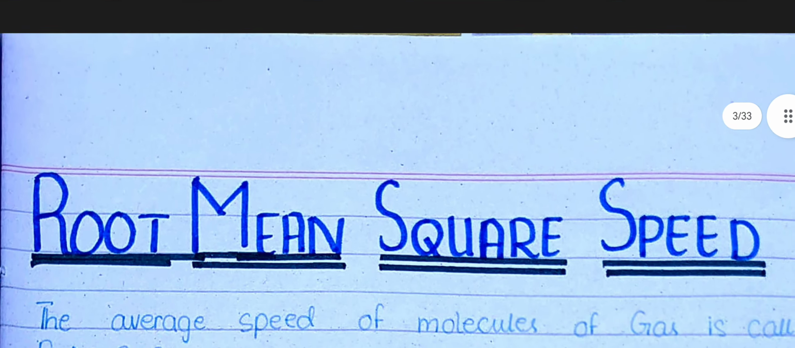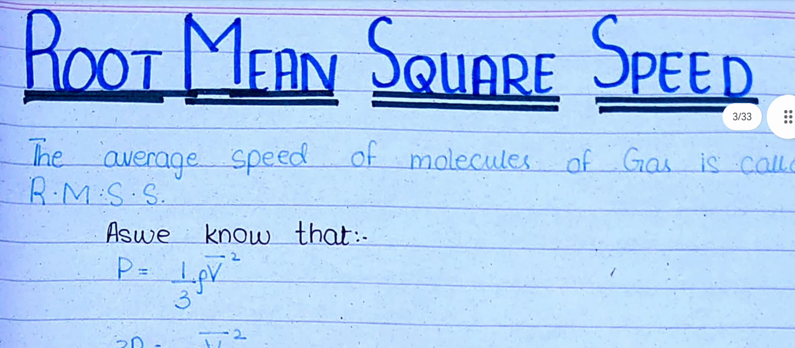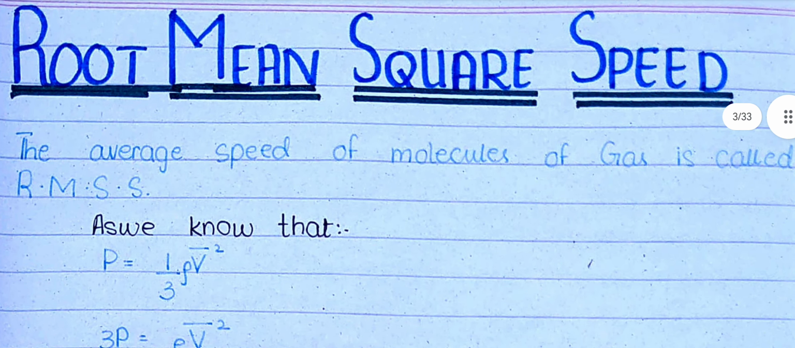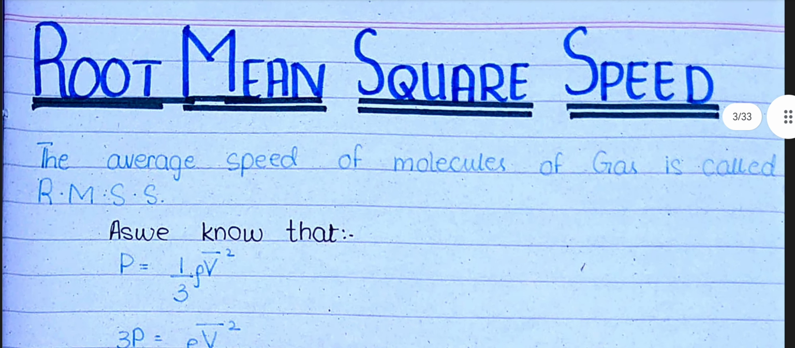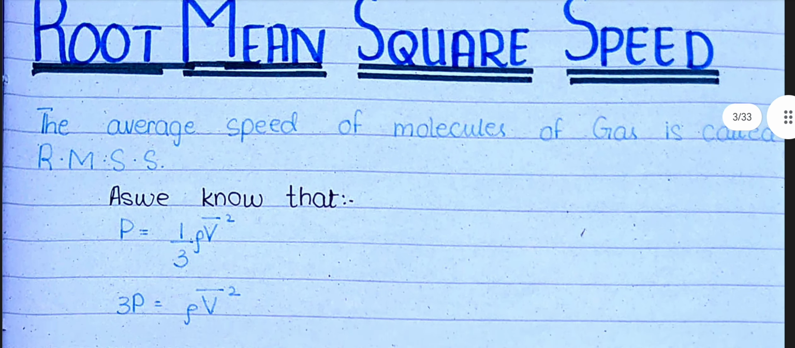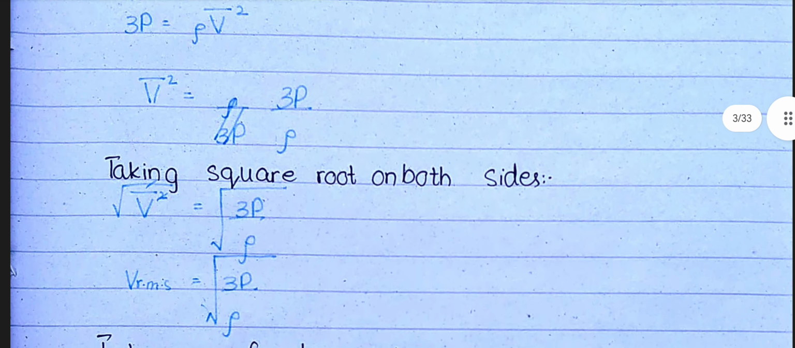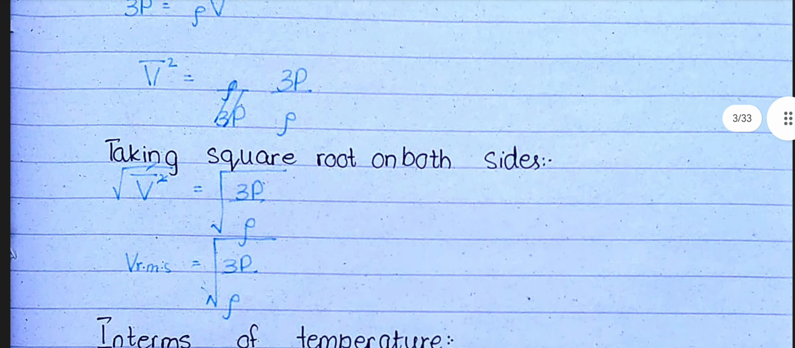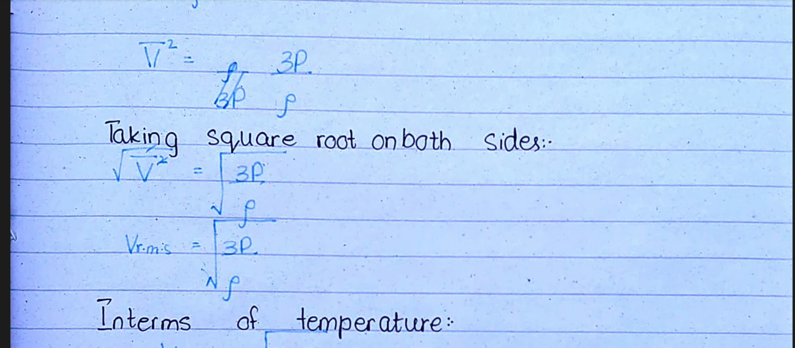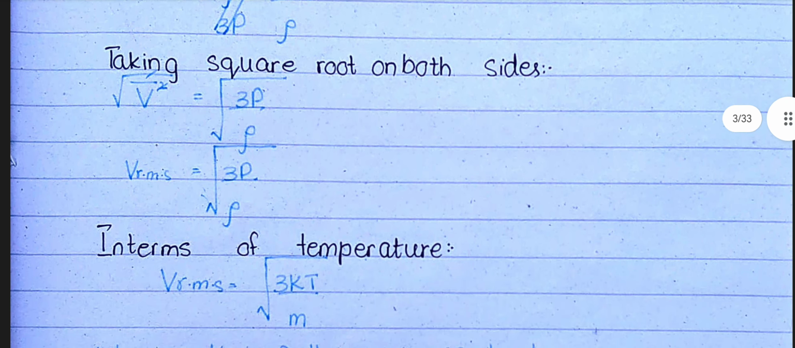Root mean square speed. The average speed of molecules of gas is called root mean square speed. As we know that P is equal to 1 upon 3 rho V bar square, 3P is equal to rho V bar square. V bar square is equal to 3P upon rho. Taking the square root on both sides, the square root of V bar square is equal to under root 3P upon rho. Vrms is equal to under root 3P upon rho.